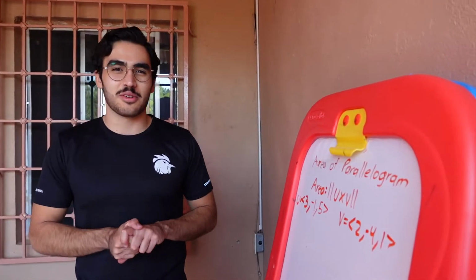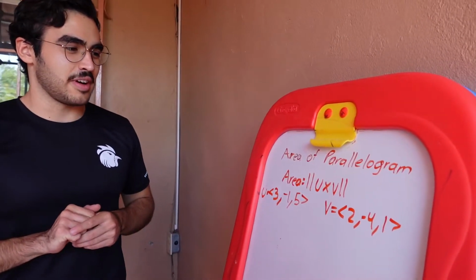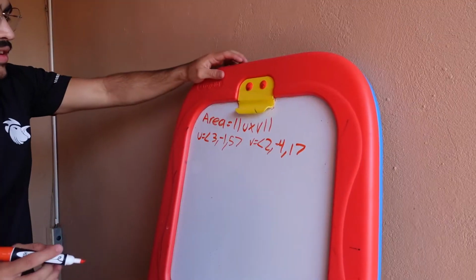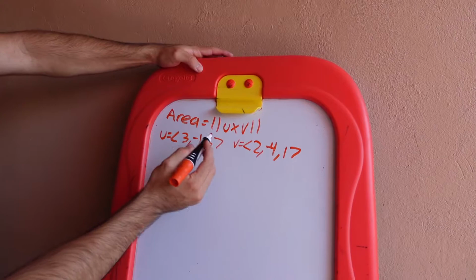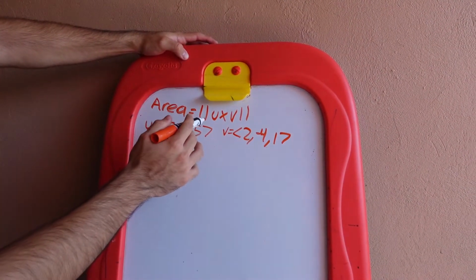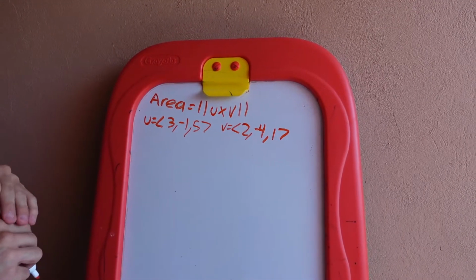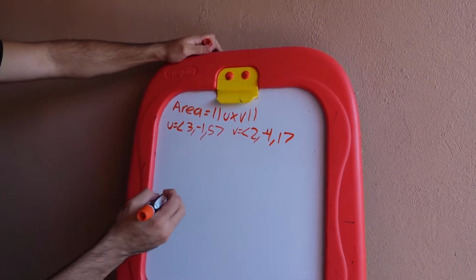Hello, my name is Alejandro Lopez, and today we're gonna find the area of a parallelogram of two vectors. Basically, the area of a parallelogram is the magnitude of vector u cross product of vector v. So the first thing we're gonna do is the cross product.